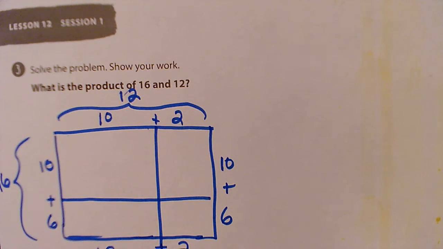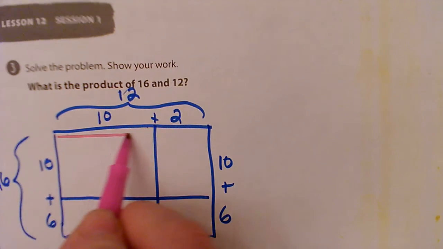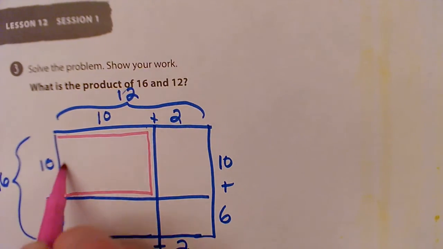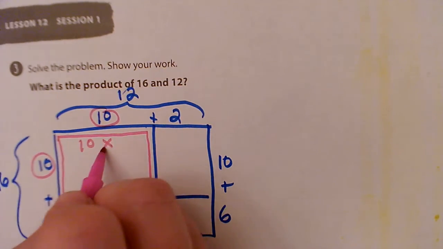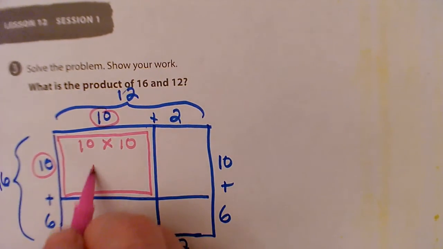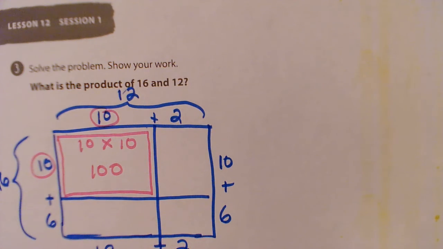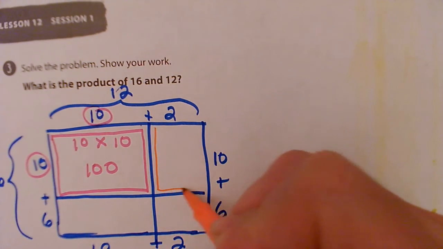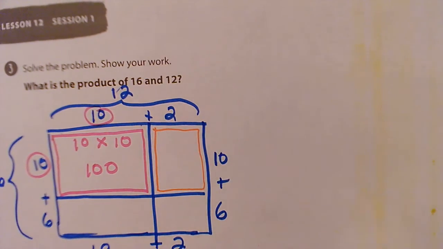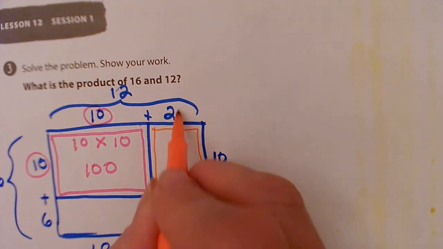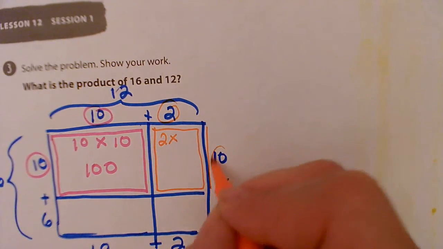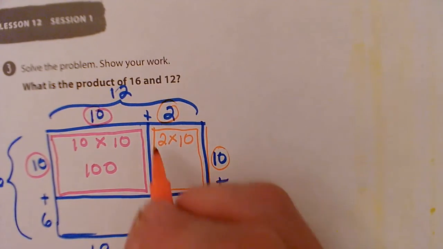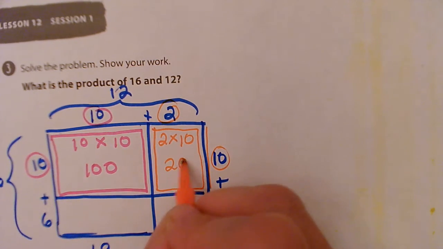So let's start right here. So we're going to start with this one. So this is going to be 10 by 10. This is 10 times 10. That's easy. Everyone knows that's 100. Super easy. Next one, let's do this one. So this one is 2 going this way, and it's 10 going this way. And 2 times 10, that's another fast fact. That's just 20.